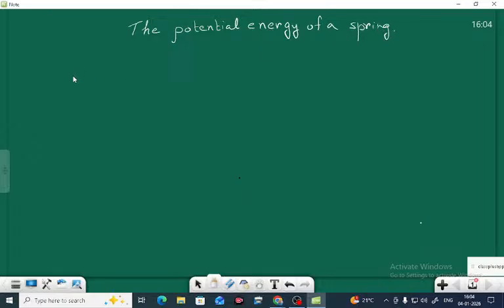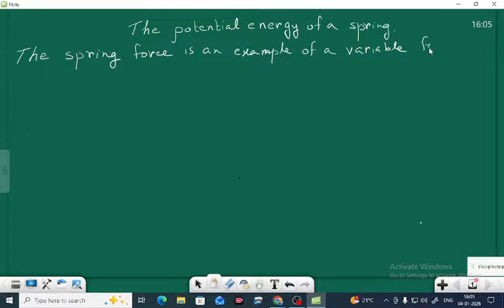In the previous section, what we found is that the spring force is an example of a variable force which is conservative, and we've also found the various characteristics of a conservative force.